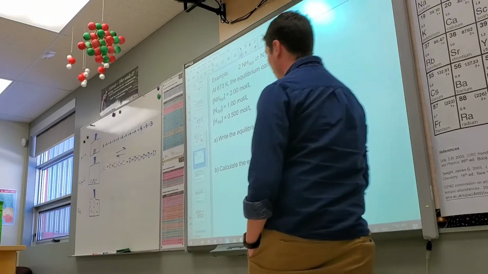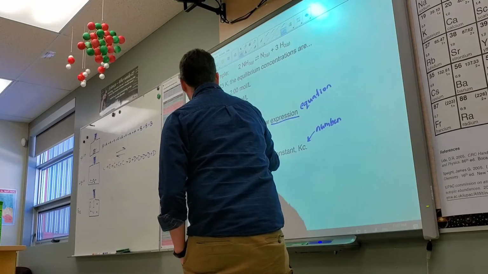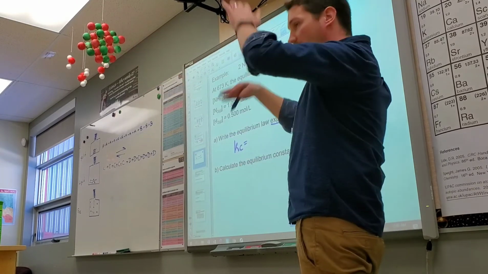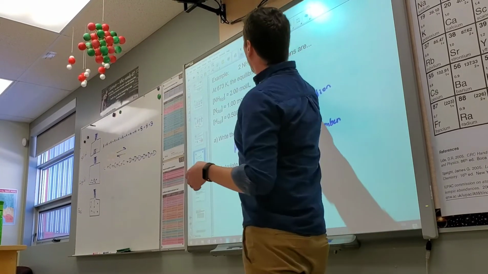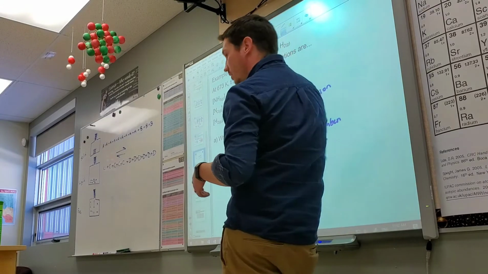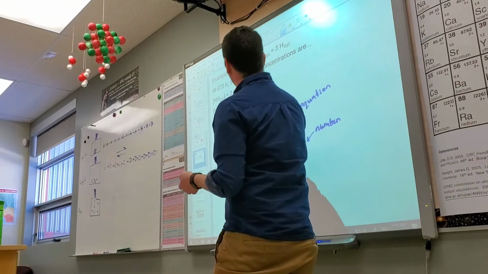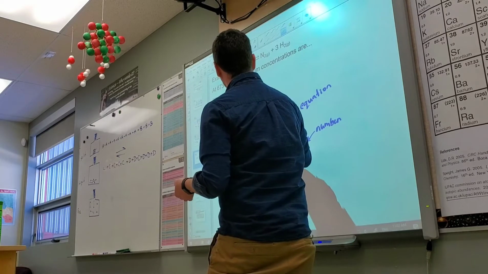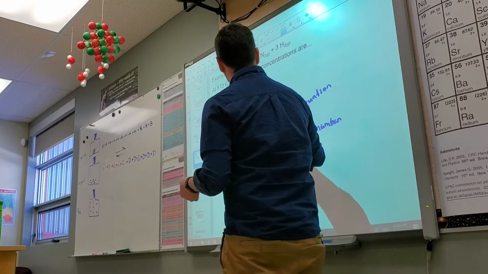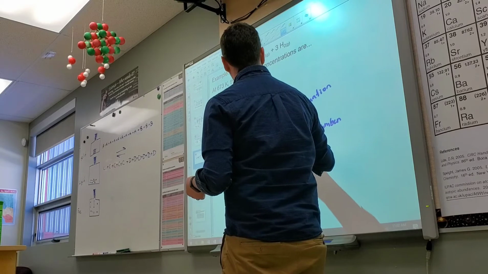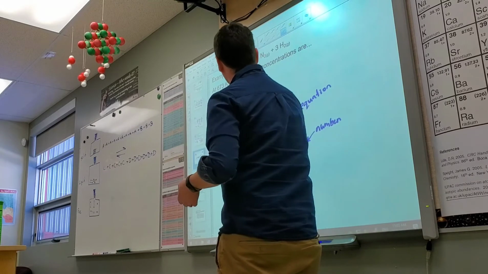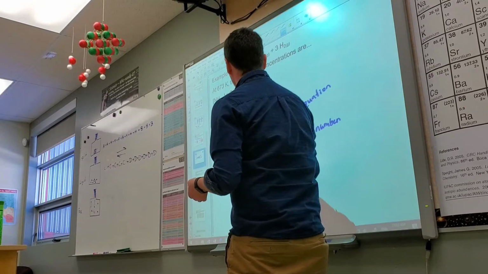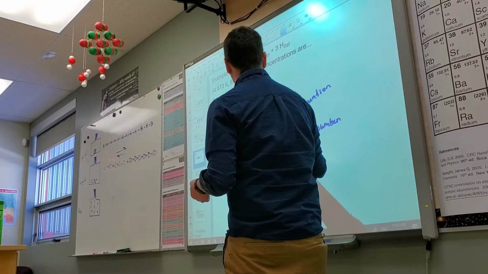In general, Kc is what? Always what on top? Products. All the products being multiplied together. How many products do we have here? 2, right? So I'm going to go the concentration of N2 gas times the concentration of H2 gas, and I'm going to divide it by my reactants, which is NH3 gas.